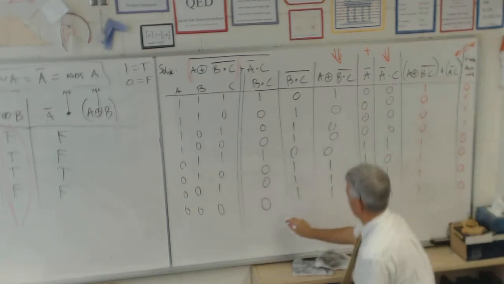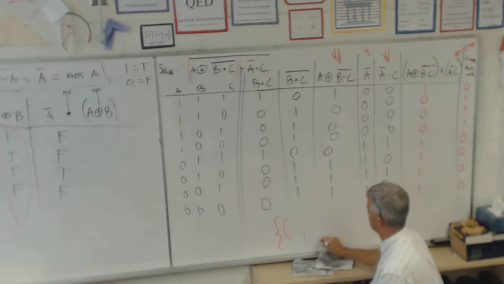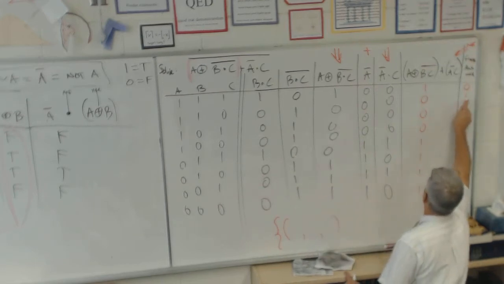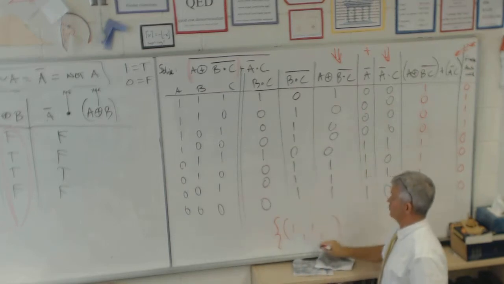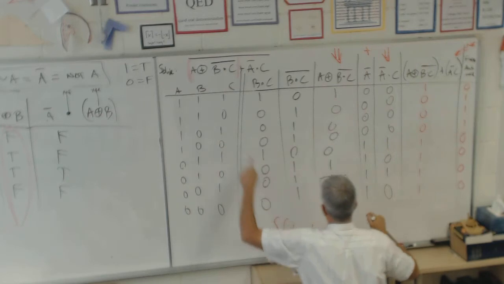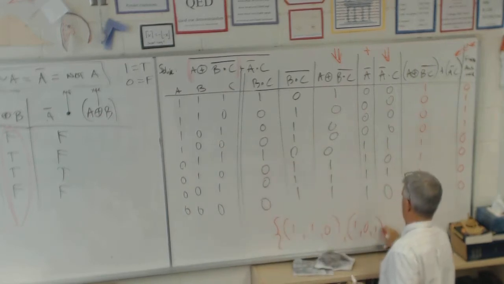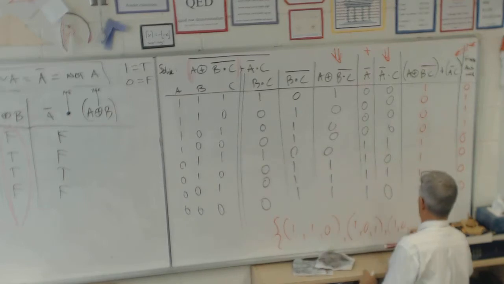So watch, this is the tough part people don't know. What I write, my solution, comes in a solution set of ordered triples. And there's 3 of them. There's this one right here, 1, 1, 0. A was true, B was true, C was false. This one, 1, 0, 1. And this one, 1, 0, 0. When that happened, the whole thing was true.